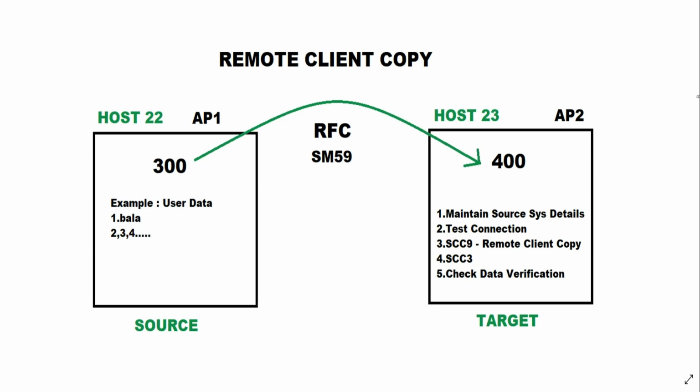So whatever data is available in host 22, client 300, we are calling it from 400. For this purpose, I am logged into this target client. So what is our source? 300, because this 300 has some data that we don't have in 400. So for this, I am logged into the 400 client. We have to maintain the source system details. So what comes in the source system details?